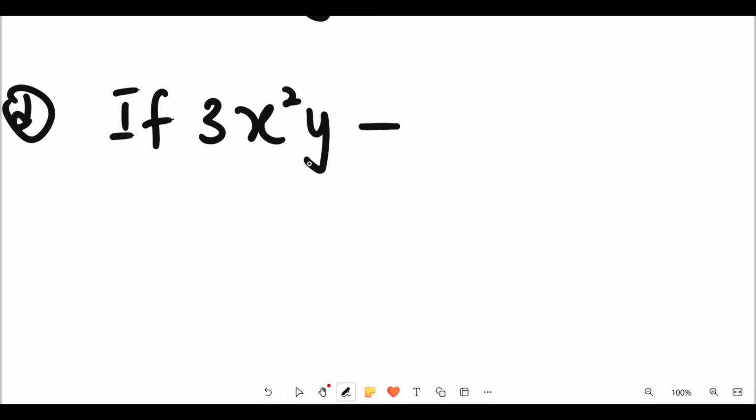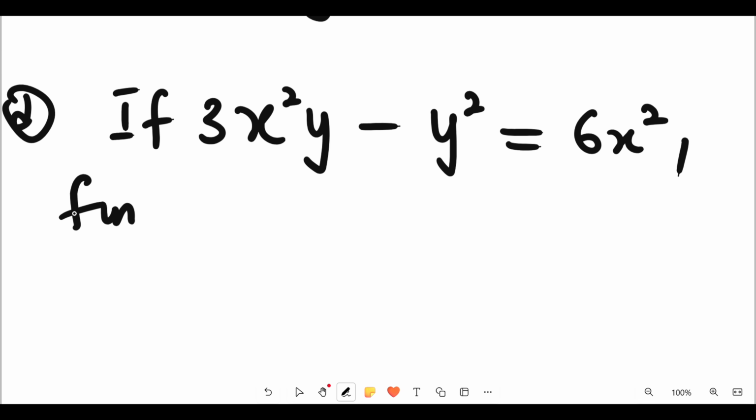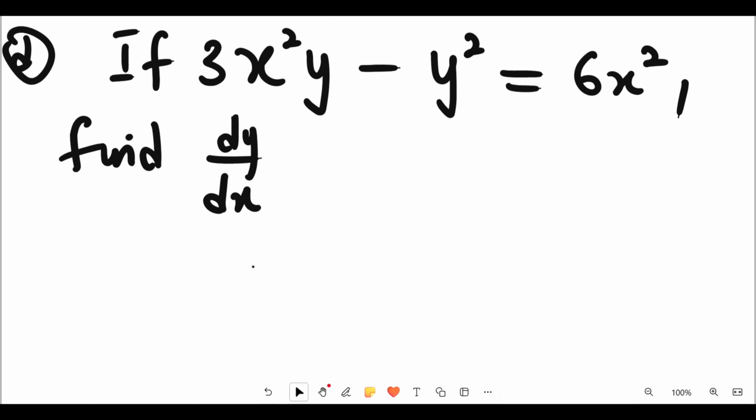So if we have 3x squared y minus y squared is equal to 6x squared, find dy dx. So we have an implicit function 3x squared y minus y squared is equal to 6x squared, and we are to find dy dx.